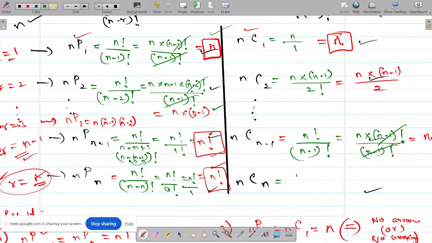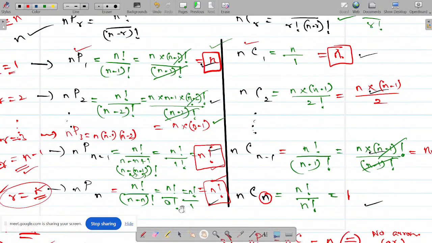NCN, which is n factorial from the permutation value divided by... is equal to 1. Okay. So what you have to understand from this one is, when you get n and you get... probably before continuing I have to introduce r is equal to 0. Let me talk about r is equal to 0, then I'll come back.